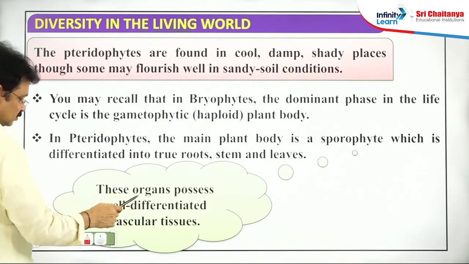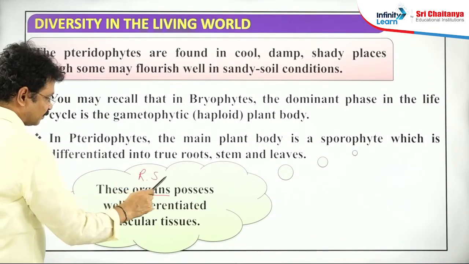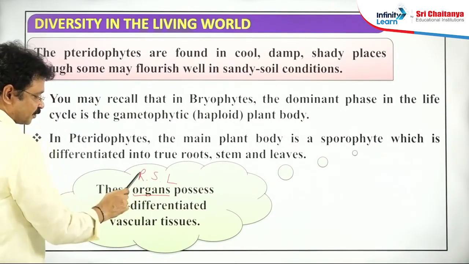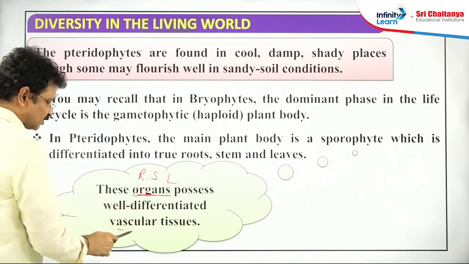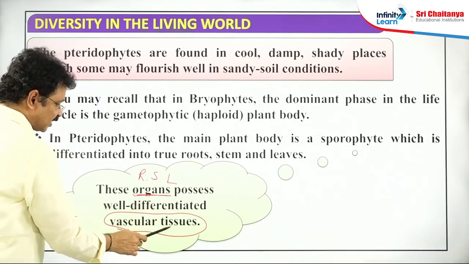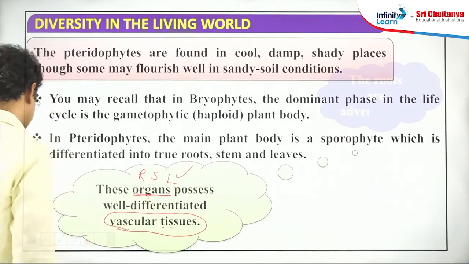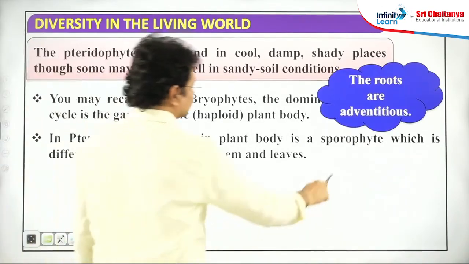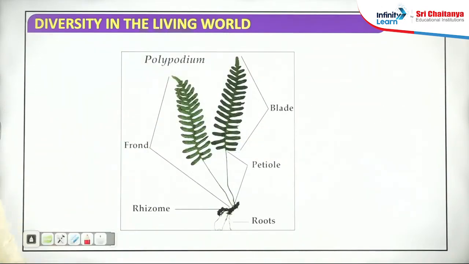Pteridophyta organs. What are the organs? Root, stem, leaves are the organs with vascularized nature, meaning they possess vascular tissues. All these organs are vascularized in pteridophytes. The root system of the pteridophyta plant is adventitious.